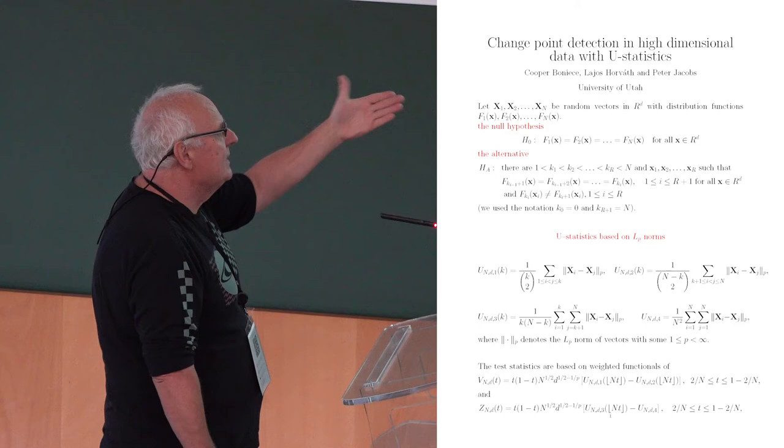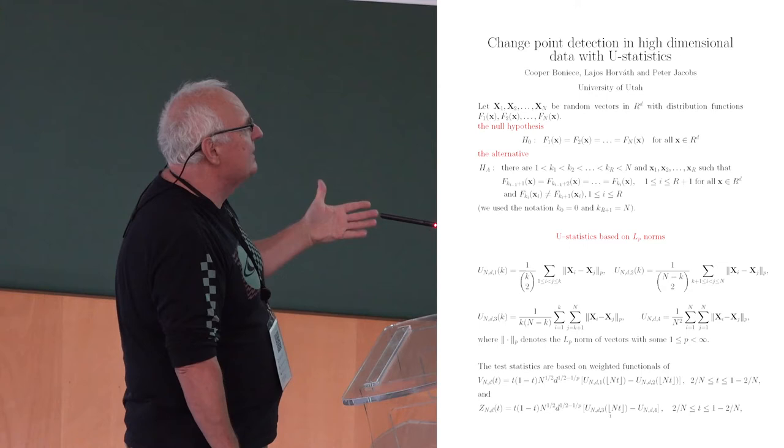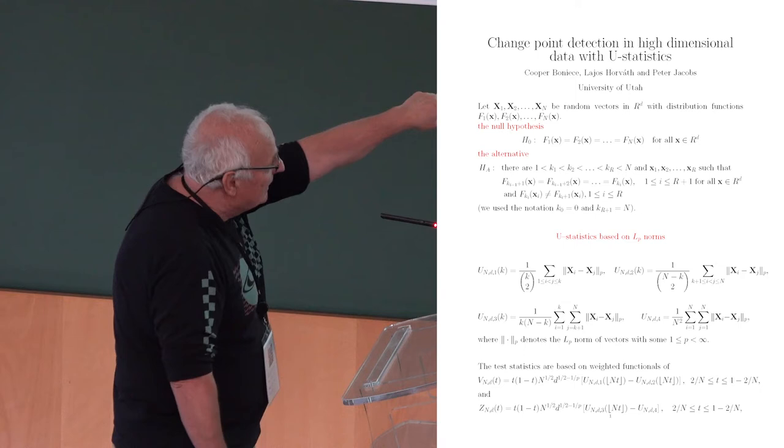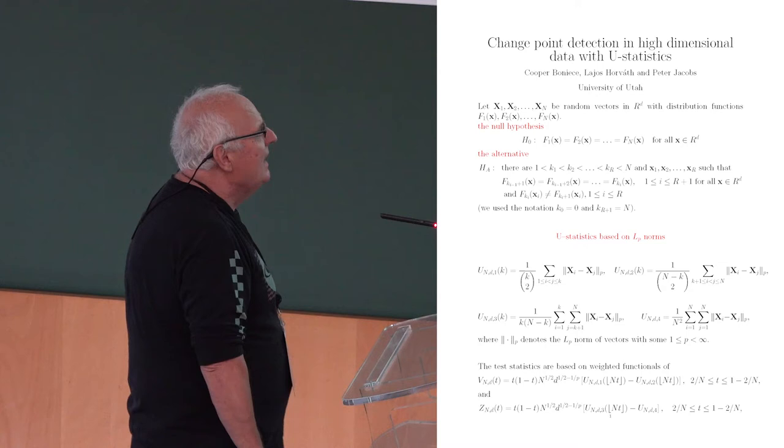Now, usually the dimension goes into the variance of these processes. In this case, we will assume that D is also going to infinity together with N. This is the reason we have this normalization also with D, the dimension, to the power 1/2 minus 1 divided by P. So these are two processes, and we are looking at the weighted functionals of these, how they are behaving under the null hypothesis.